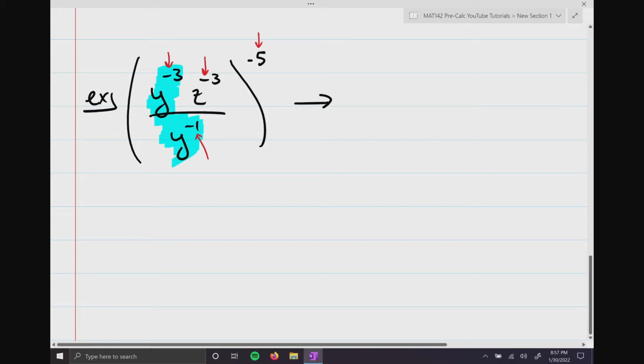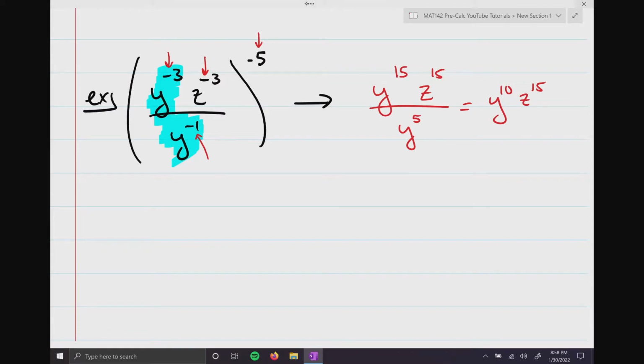So what I'm going to do is use that general quotient and product rule. So I'm going to get y to the 15th, z to the 15th, and then y to the 5th. And now from here, I can go ahead and subtract using my quotient rule to give us y to the 10th and z to the 15th. Okay? So let's go ahead. We'll do two more.